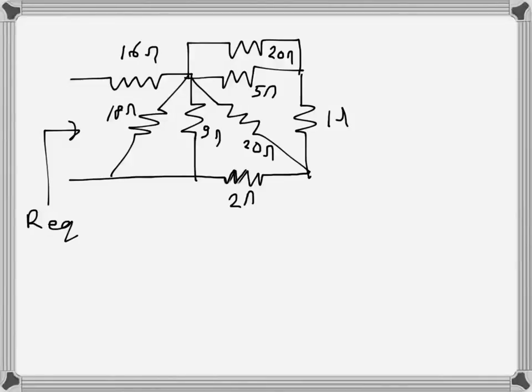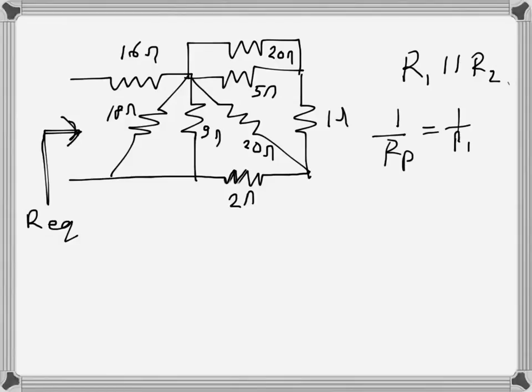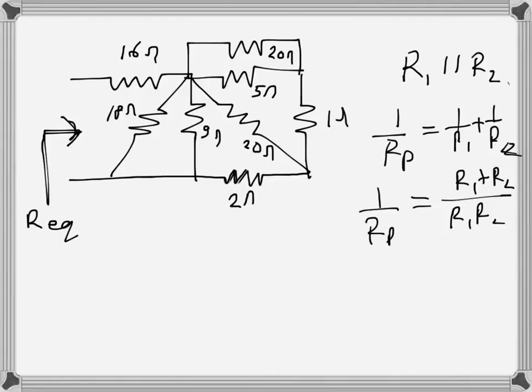Okay, I need to find the equivalent resistance seen from here. First, there are some series and parallel combinations in this arrangement. When two resistances are in parallel, we know the equivalent is 1 over Rp equals 1 over R1 plus 1 over R2. So we can arrive at a formula: Rp is equal to R1 times R2 over R1 plus R2.